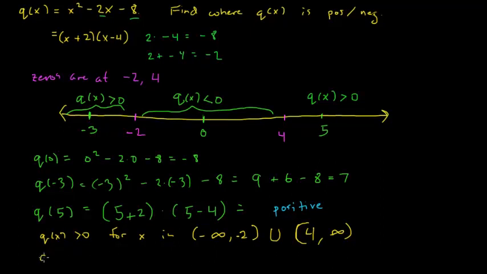And then q of x is negative for x in the interval negative 2 up to positive 4, but not including these endpoints, of course, because it's 0 at negative 2 and positive 4. Alright, in the next video we'll do another example. We'll look at some quadratic inequalities where we aren't looking at positive or negative.